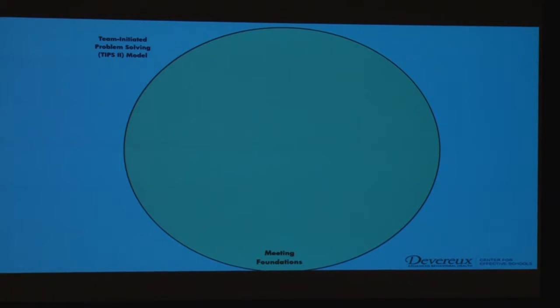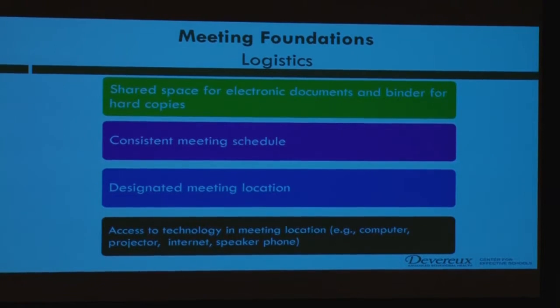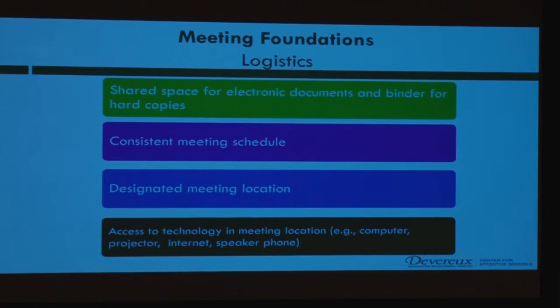So as Rachel said, one of the big things that is put in place by TIPS is the meeting foundations. And these things really support how we problem solve within our building. So we're going to look at some of the logistics of meeting foundations in our building. One of the things that we have is a shared space for all our electronic documents and hard copies for staff to easily be able to get them within the building. We've developed a consistent meeting schedule at the beginning of the year so staff are aware of all meetings throughout the year. And we've designated that meeting location and made sure that that space is available whenever we need it.